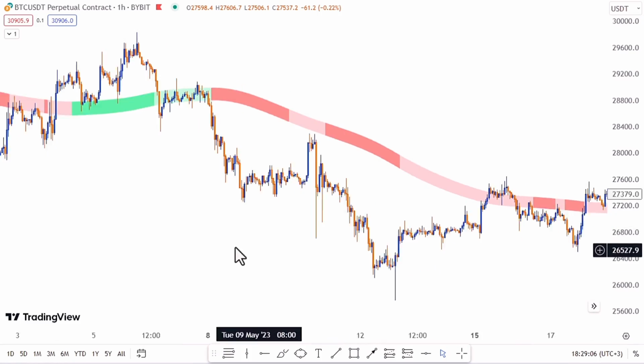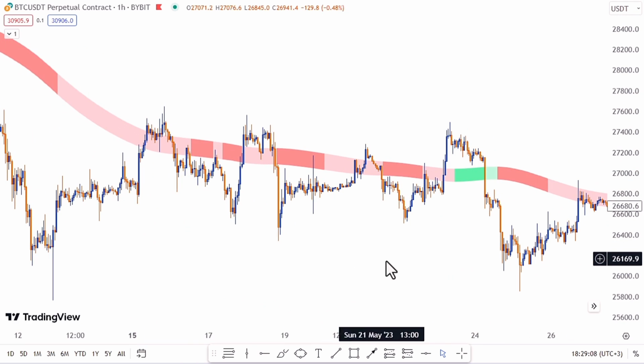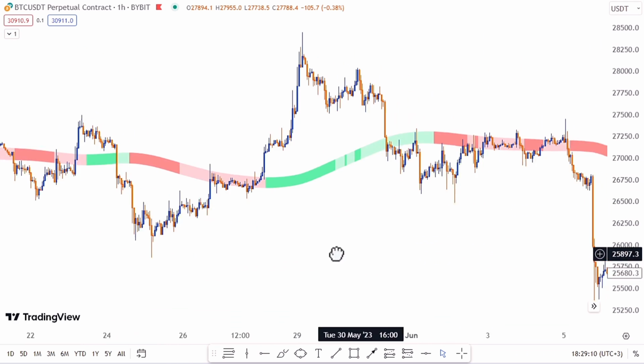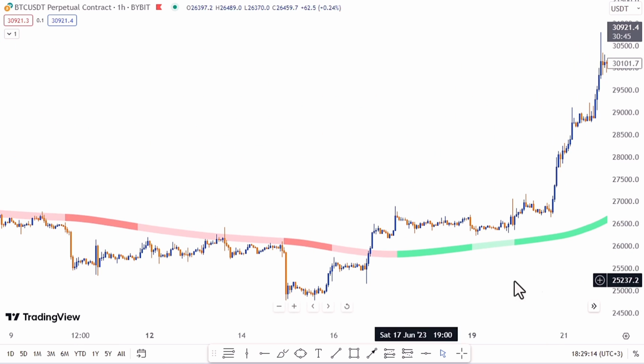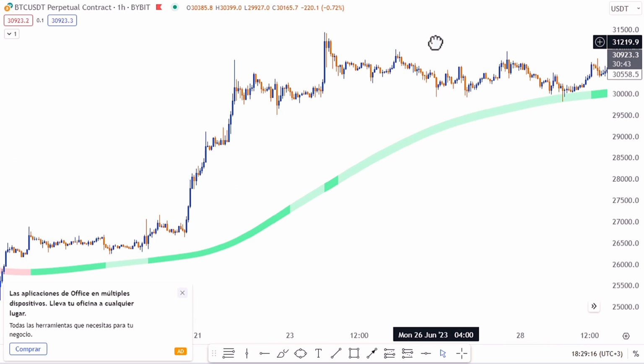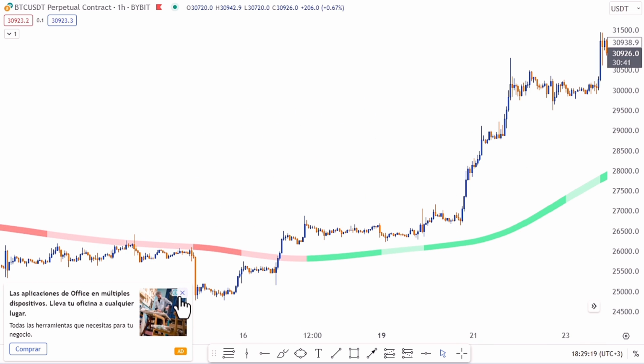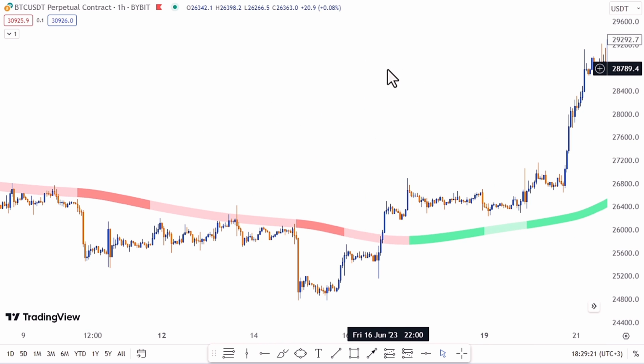In order to avoid all of these problems, we can use an indicator that removes the elements of subjectivity, providing a clear and concise view of the trend and allowing traders to enter into profitable positions by filtering out the guesswork and noise in the market. The indicator we're talking about is the market bias indicator.